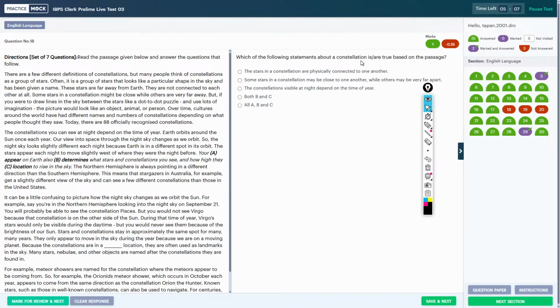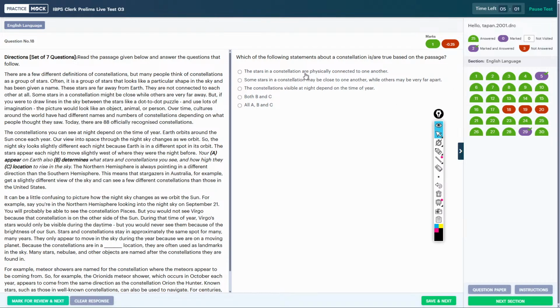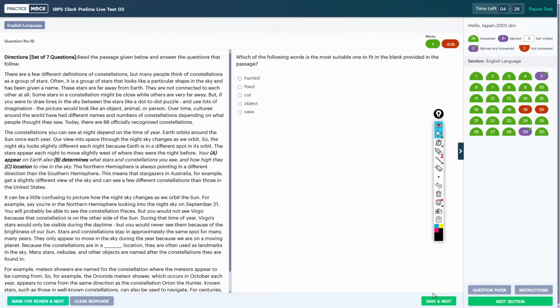Which of the following statements about constellations is true based on the passage? The stars in a constellation are physically connected to one another. Physically connected? No, not necessarily. What I have been thinking, some stars in the constellation may be closer to one another, while others may be very far. Okay, maybe the constellations visible at night depend. Yeah, C is for sure, but the B one, they are not connected, might be closer, very far away. Yeah, B and C both.